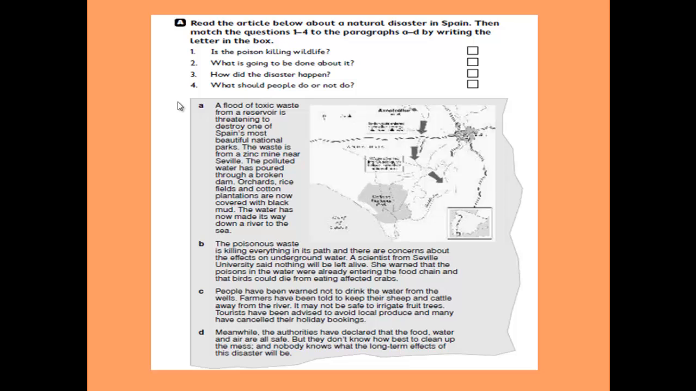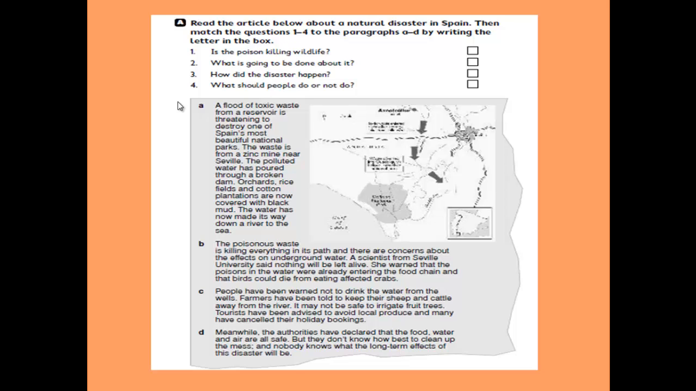Let's continue reading. Number C. People have been warned not to drink the water from the wells. Farmers have been told to keep their sheep and cattle away from the river. It may not be safe to irrigate fruit trees. Tourists have been advised to avoid local produce, and many have cancelled their holiday bookings.